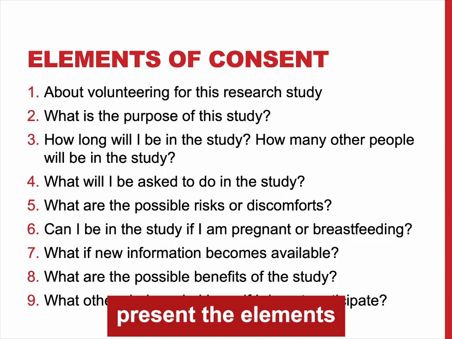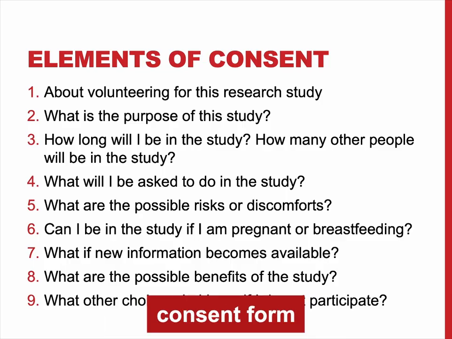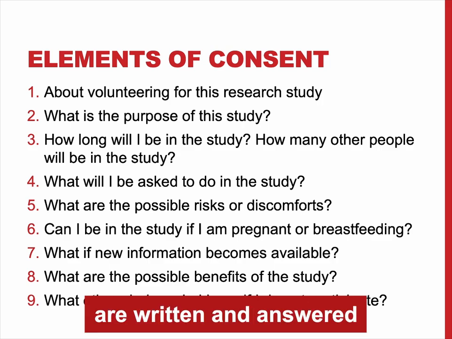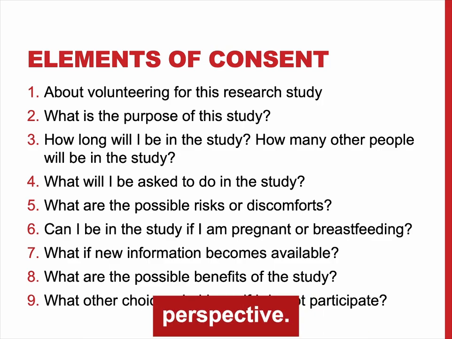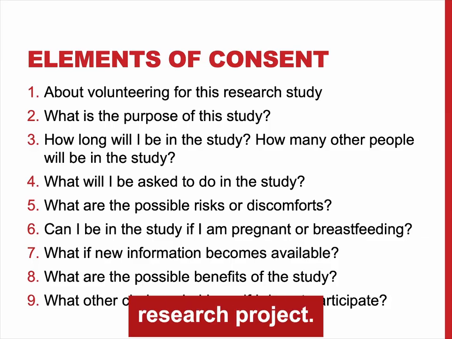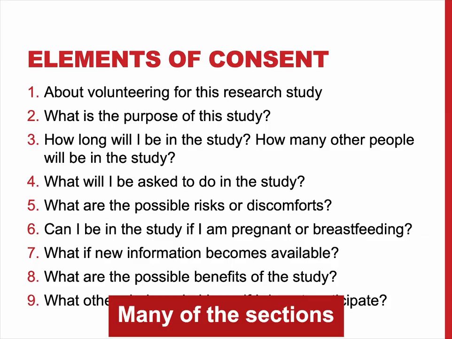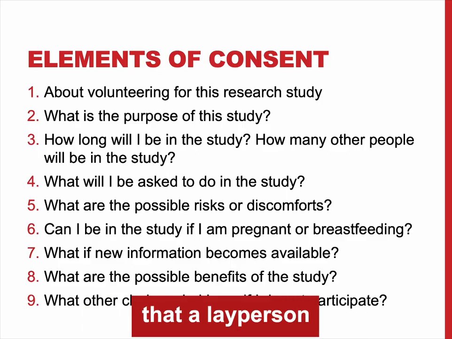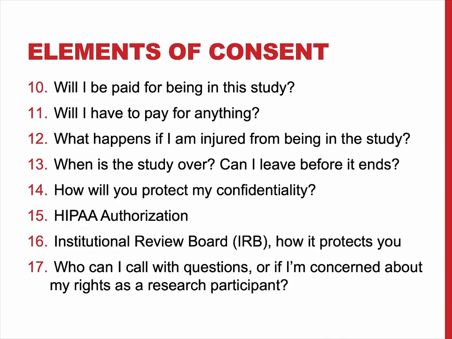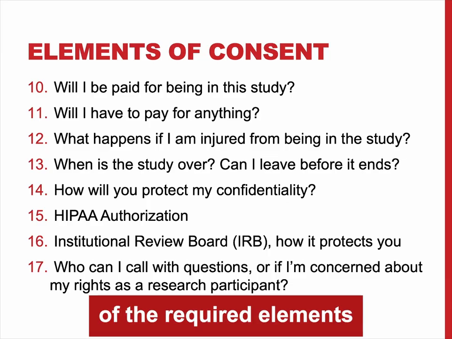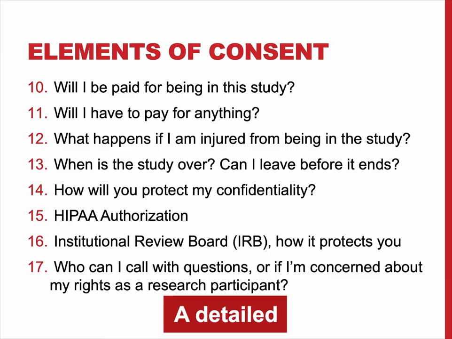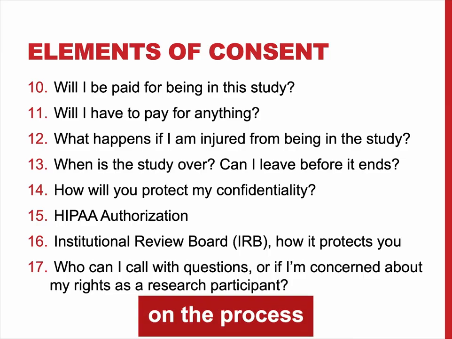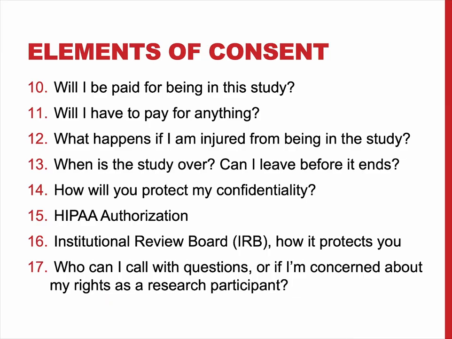The next two slides present the elements of a full written consent form from the NYU IRB consent template. The questions are written and answered from a patient's perspective. The consent must explicitly state that it is a research project. Many of the sections of the research protocol are repeated in the consent document at a level that a layperson can understand. This is the remainder of the required elements of informed consent. A detailed discussion of each of the elements is beyond the scope of this talk. I will focus on the process rather than the specific content.